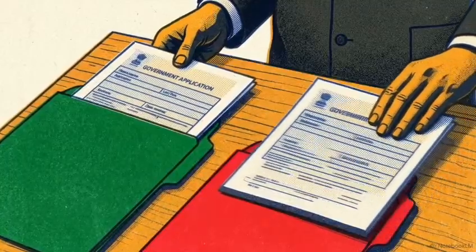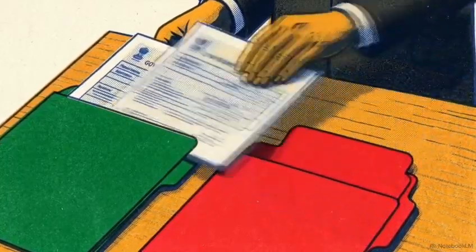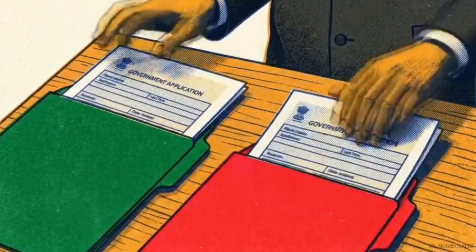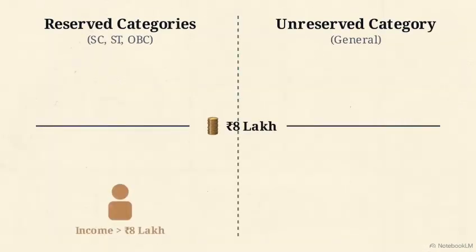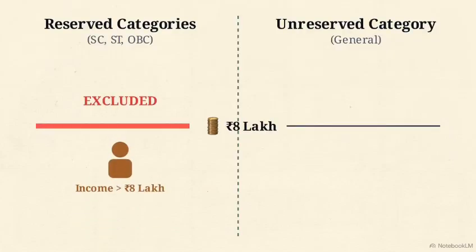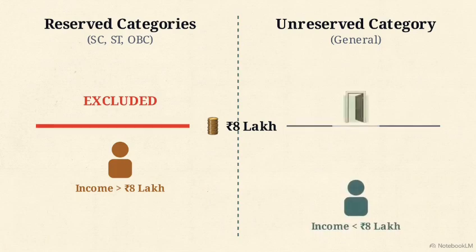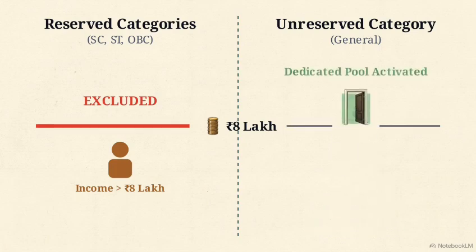In the Indian legal system, an annual family income of 8 lakh rupees triggers two opposing legal outcomes. Depending entirely on a citizen's demographic category, this single number either terminates or authorizes their eligibility for government benefits. For reserved categories, the 8 lakh threshold is an exclusionary barrier, removing access to seats set aside for their community. For the unreserved population, it performs the opposite function. Falling below this threshold activates a dedicated pool of seats they would otherwise be denied.